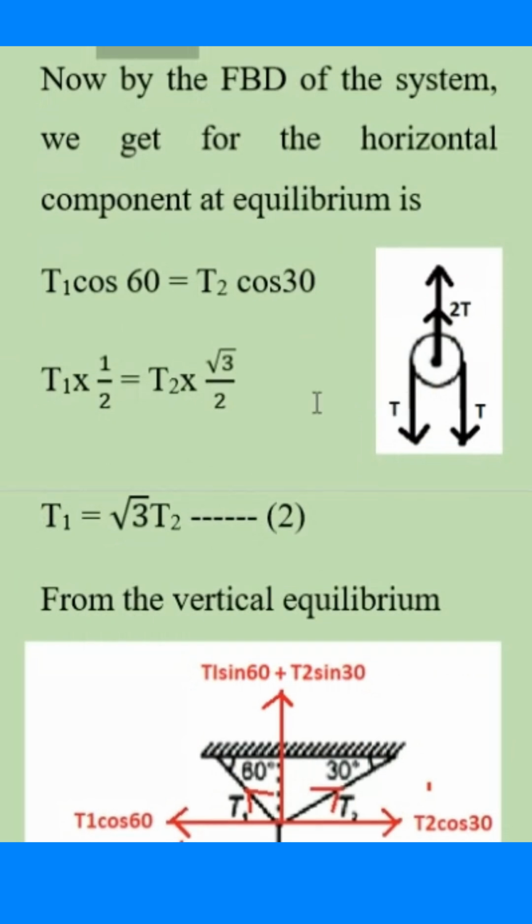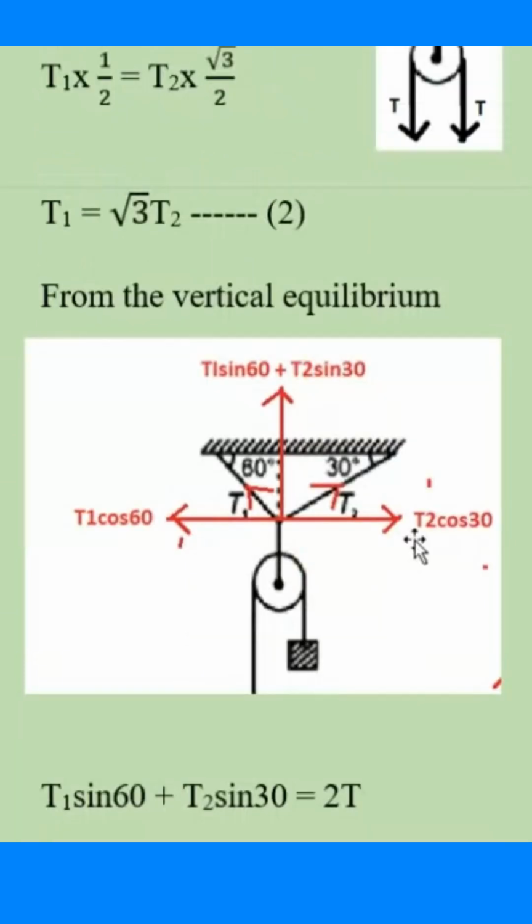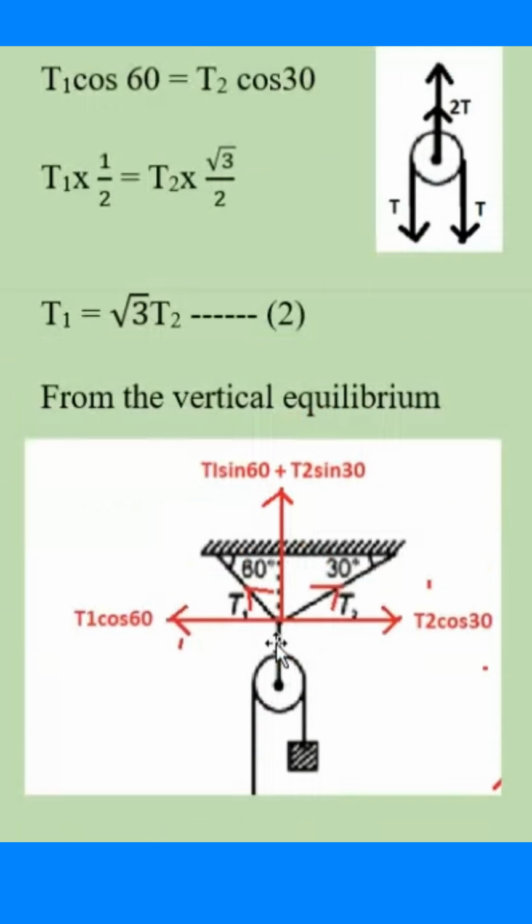From this we can make components of the upper part also. So look at this. This force T1 is acting upside here at 60 degrees, and this one, T2, is acting right side at an angle of 30 degrees to the horizontal. So we will make these into components. So it will become T1 cos 60 degree, and this one will become T2 cos 30 degree, and upside both the components will be combined: T1 sine 60 degree plus T2 sine 30 degree.